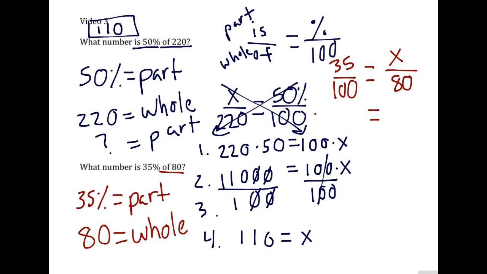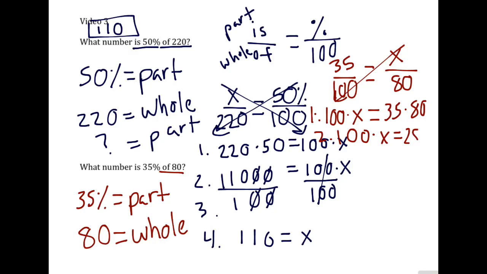Step 1, I'm going to cross multiply. 100 times x equals 35 times 80. Step 2, put down 100 times x and then multiply 35 times 80. 35 times 80 equals 2,800.